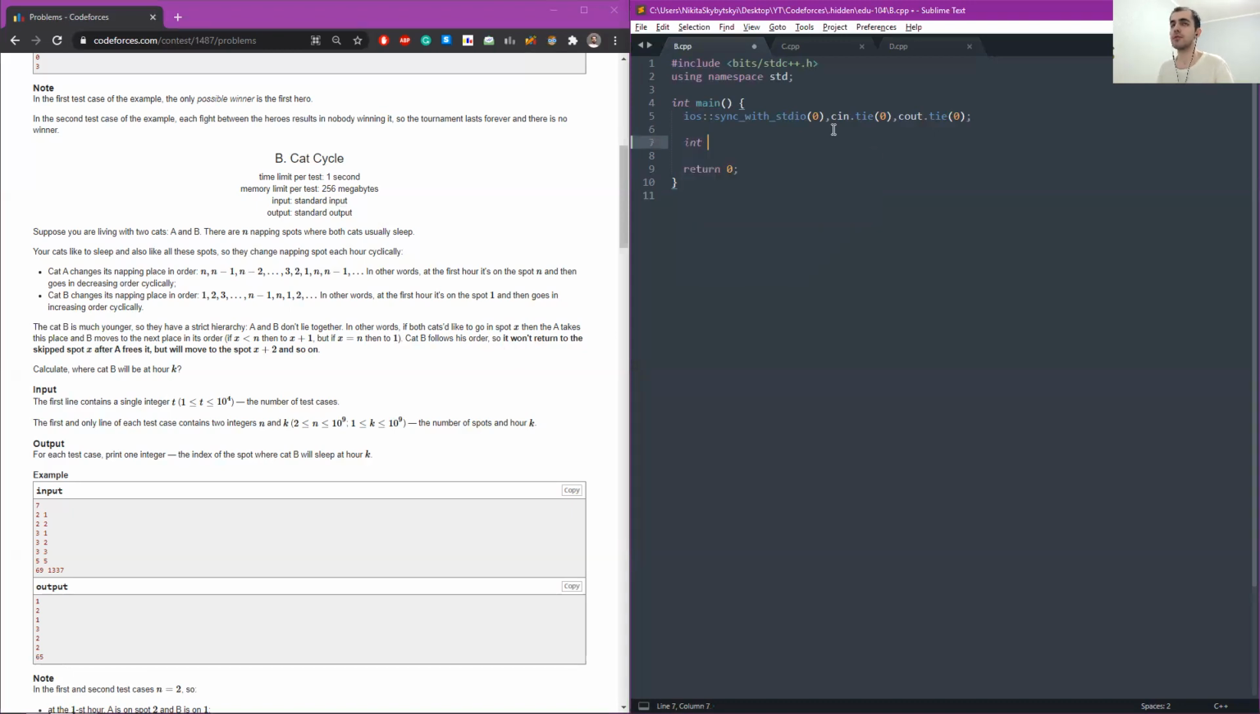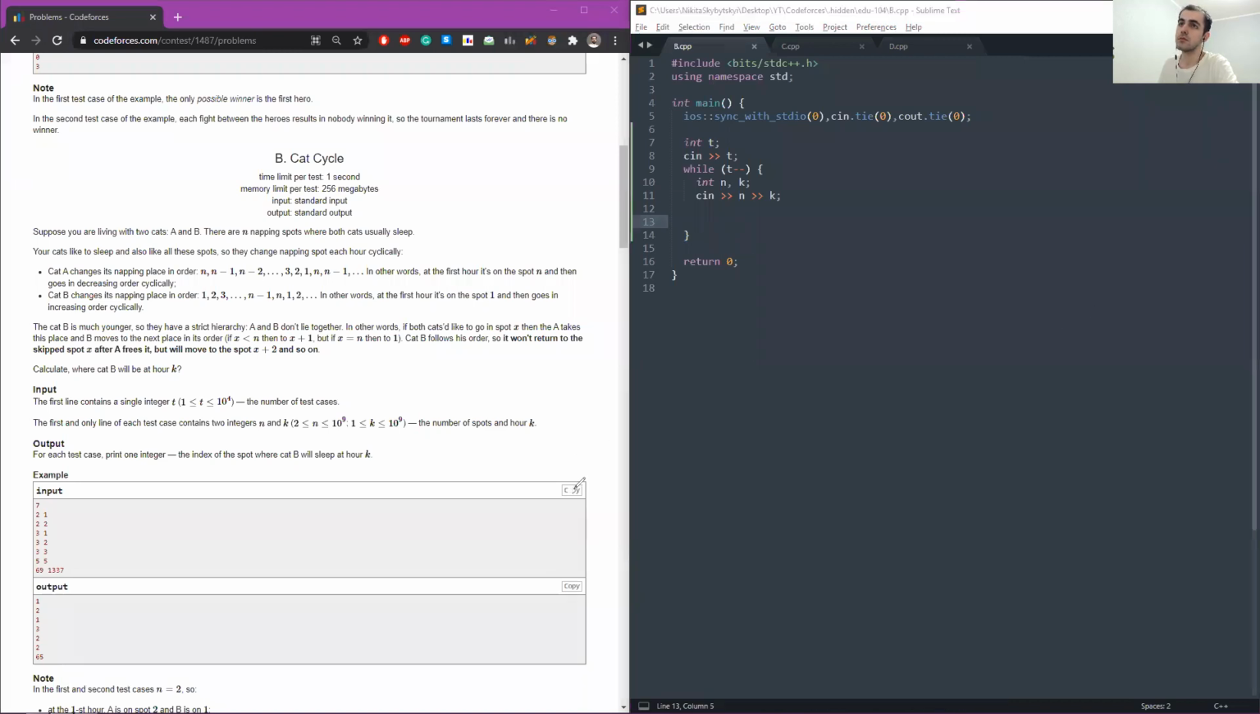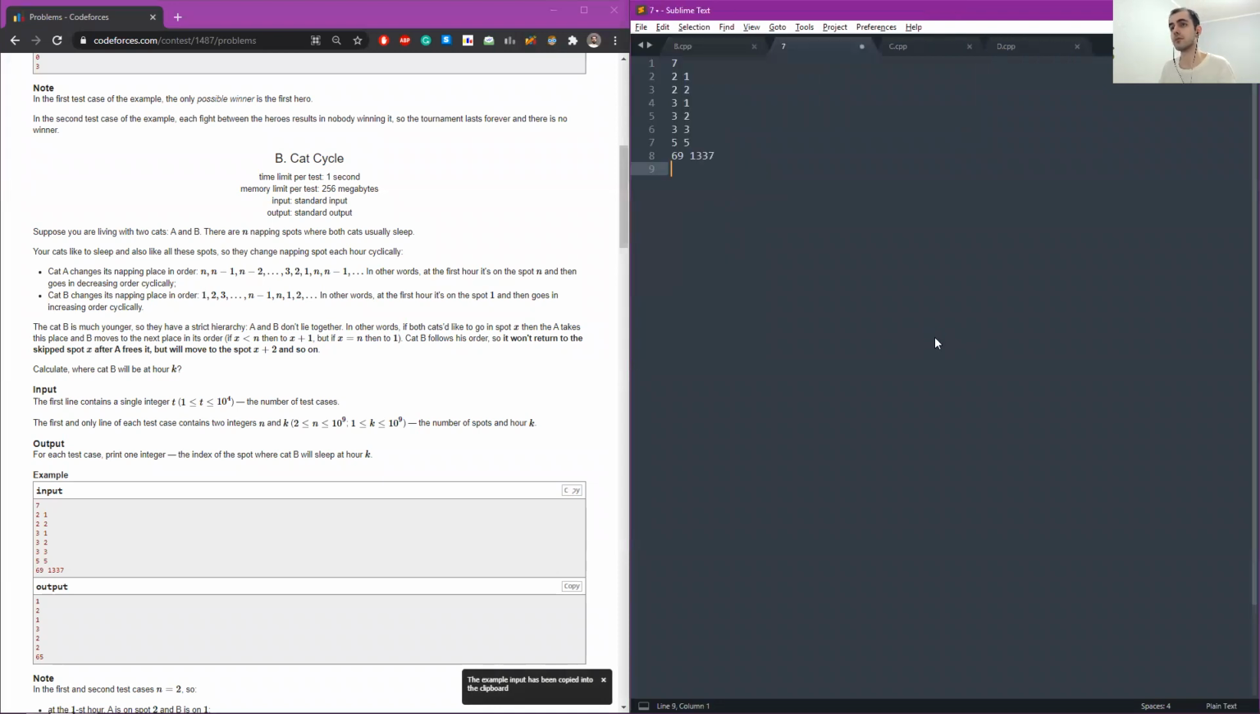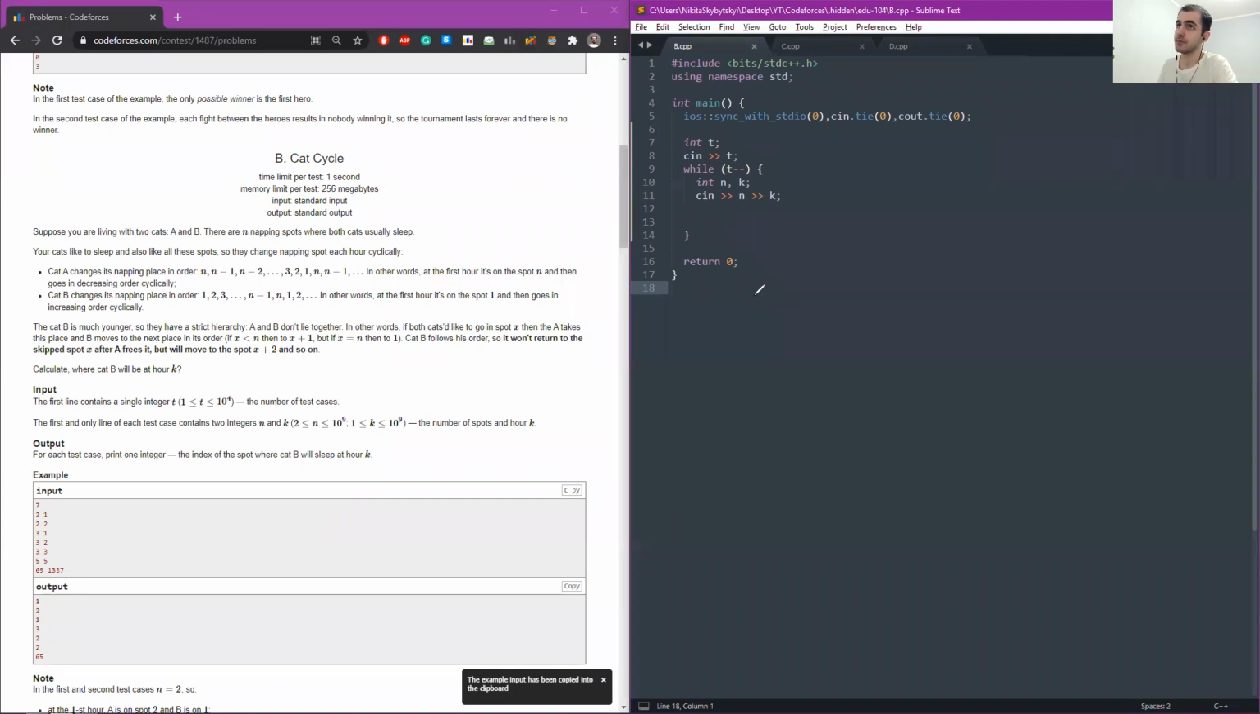Well, the first thing you should notice is that k is relatively big, so you can't just simulate. But other than that, it sounds like a math problem. Well, I guess it's not particularly difficult. Let's figure it out.